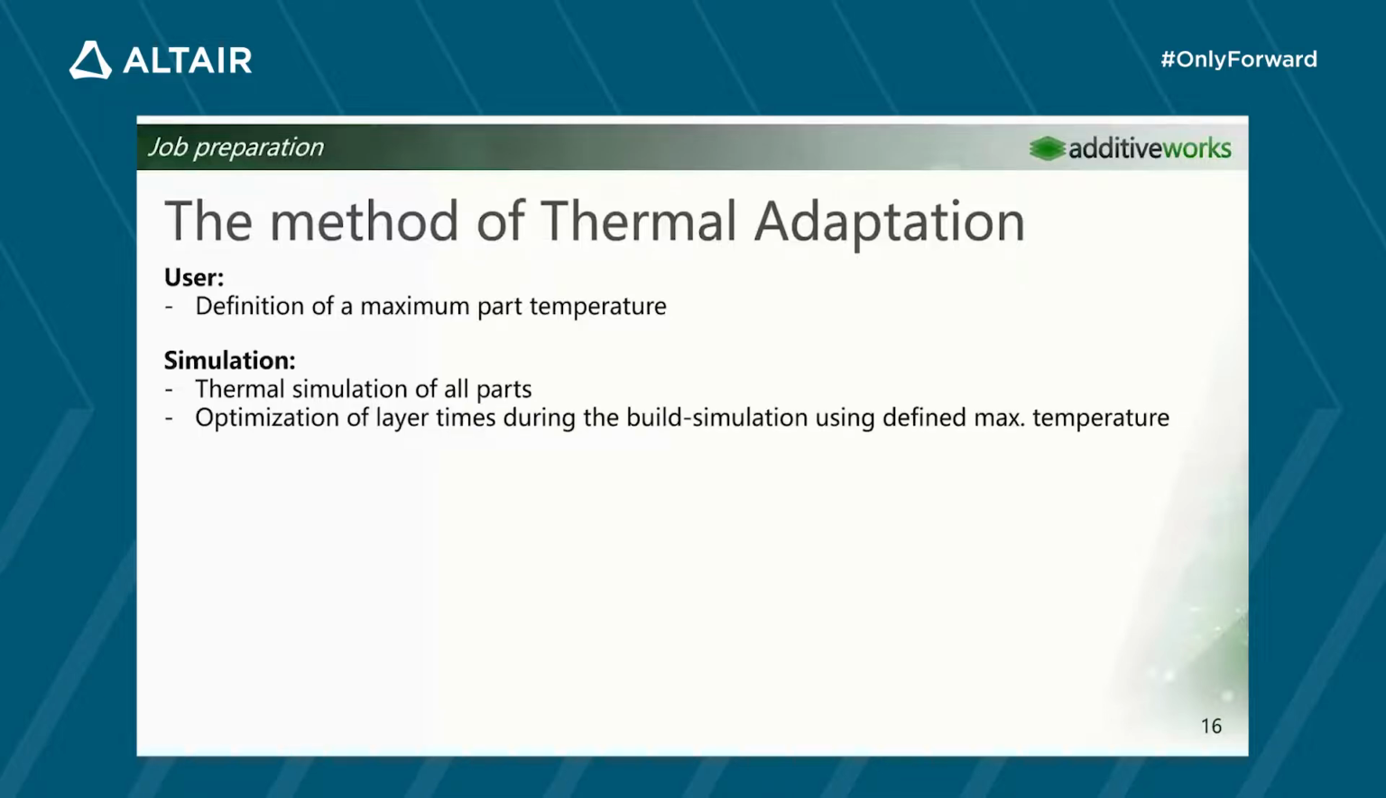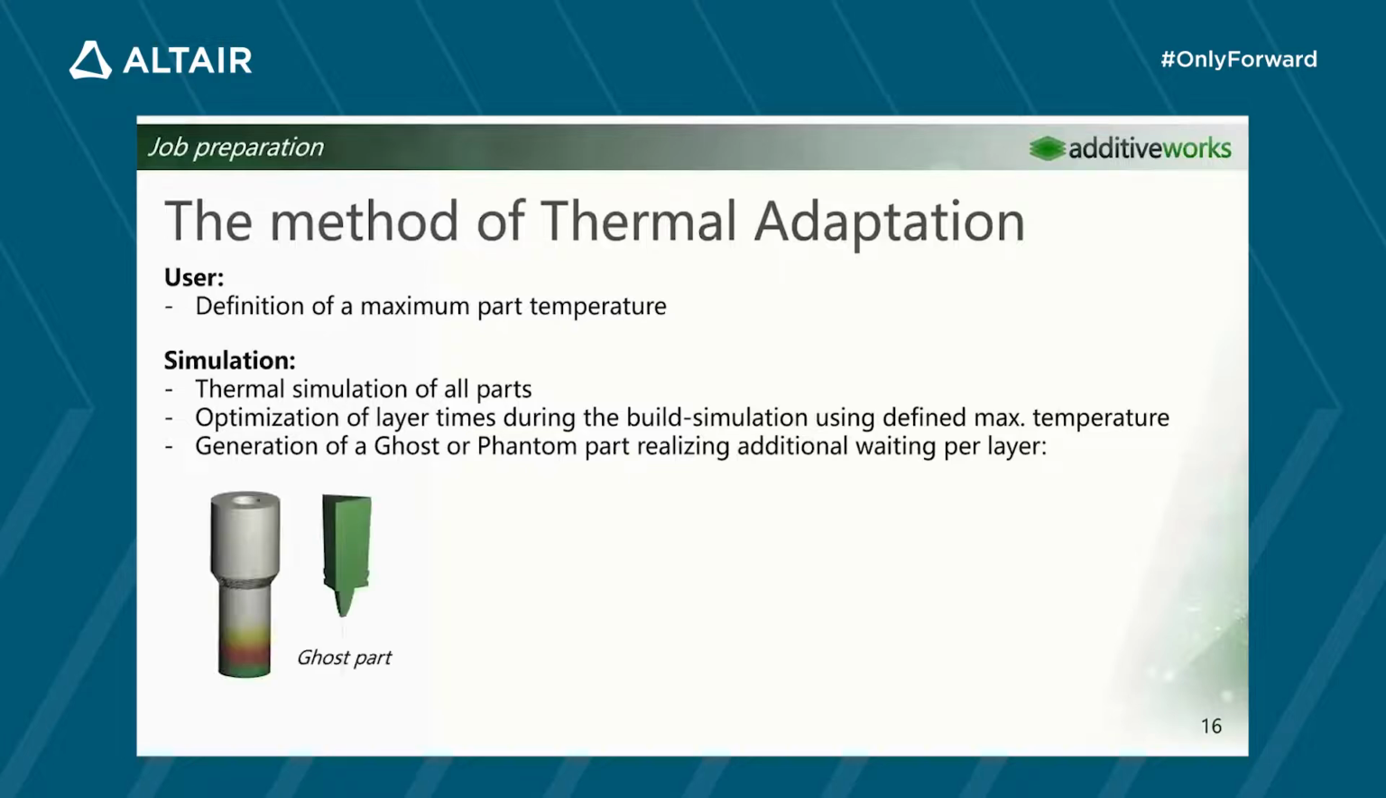And optimizing these layer times. So based on the temperatures we're calculating in the software, we're calculating the right time to wait in order to get to the maximum temperature the user has entered. And based on that, we get a stack of waiting times, waiting time per layer, and we generate those parts from there. Because those parts can be loaded to the machine, and it's the easiest way today to realize different waiting times over the height of the layers.